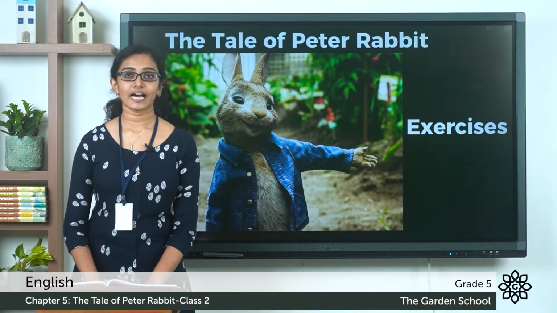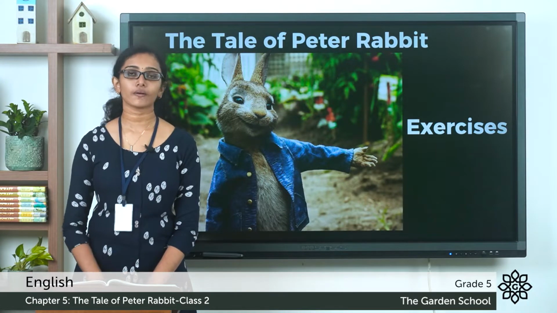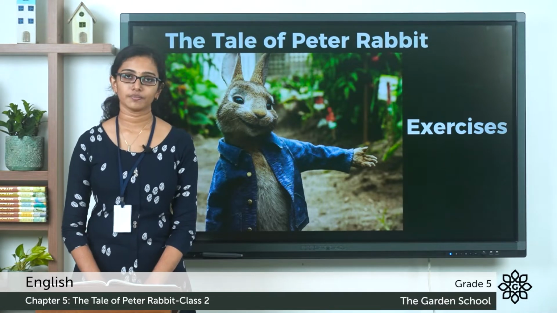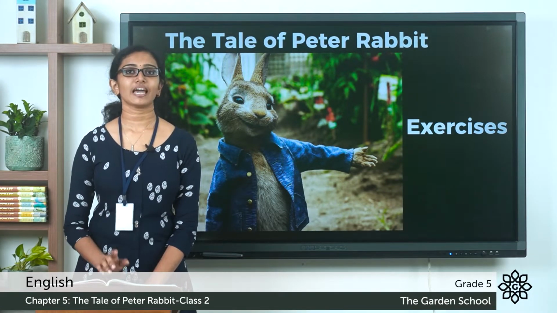In the previous class, we learned the story of Peter Rabbit. I hope you have read the story again and again. So today, let's see a few exercises from the chapter. So all of you, please take your English reader and turn to page number 68.